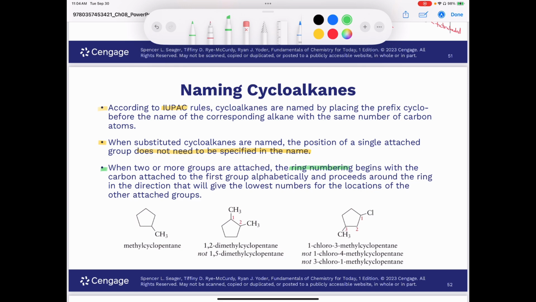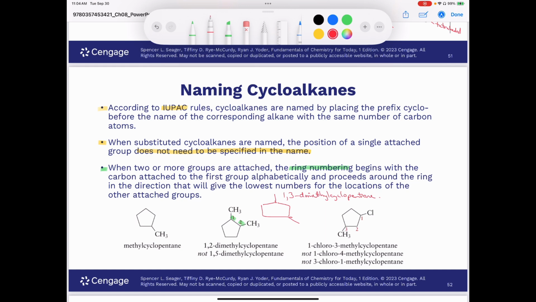Once you get two or more groups attached to your cycloalkane, that's when you have to start putting in numbers, because here you have 1,2-dimethylcyclopentane. Again, you want to give them the lowest possible numbers, so you're going to go clockwise in this case, going from 1 to 2. But why would you need numbers? Because what if you had this molecule like this? That would be 1,3-dimethylcyclopentane. So numbering becomes important when we have two or more substituents.